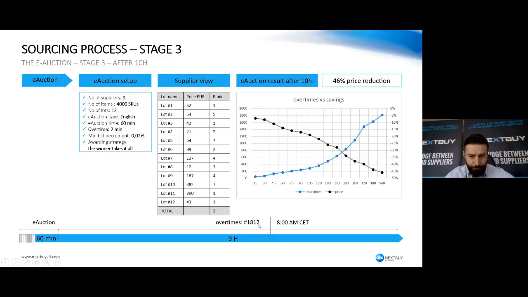1,812 overtimes. After it started at 8 a.m., it took another 4 hours. Here on the right-hand side, the black line shows you the price decreases. The blue one shows you how many overtimes it triggers. And now you may say, okay, 46% after 21 hours. I built those couple of slides just to give you a feeling of how it really looks, watching the computer for so many hours. It was a bit tiring for us, but even more for suppliers.